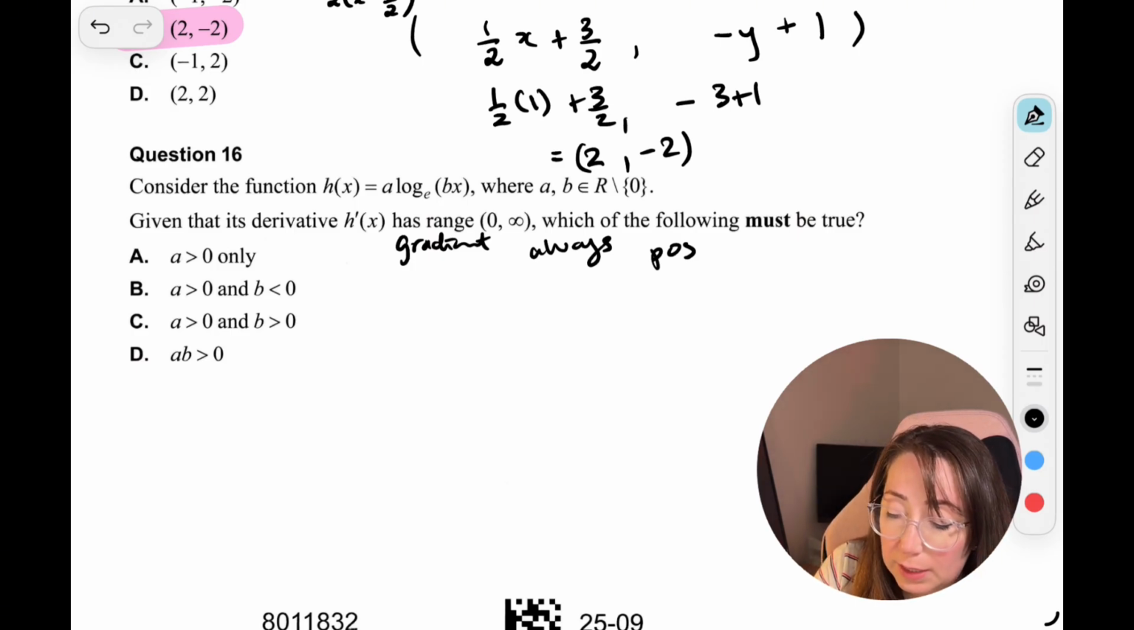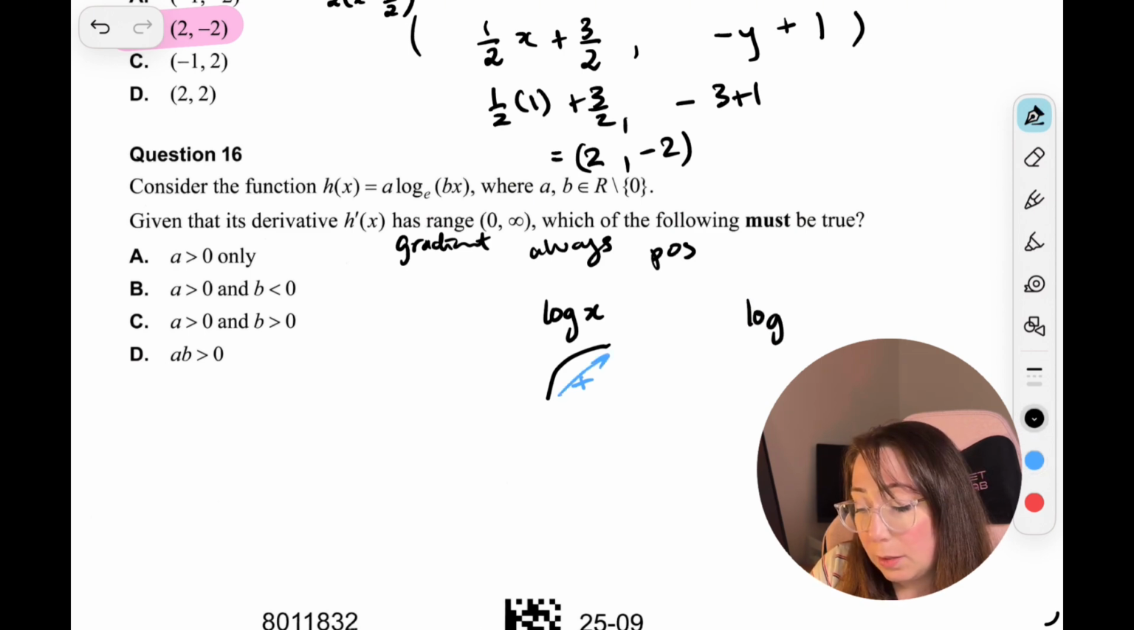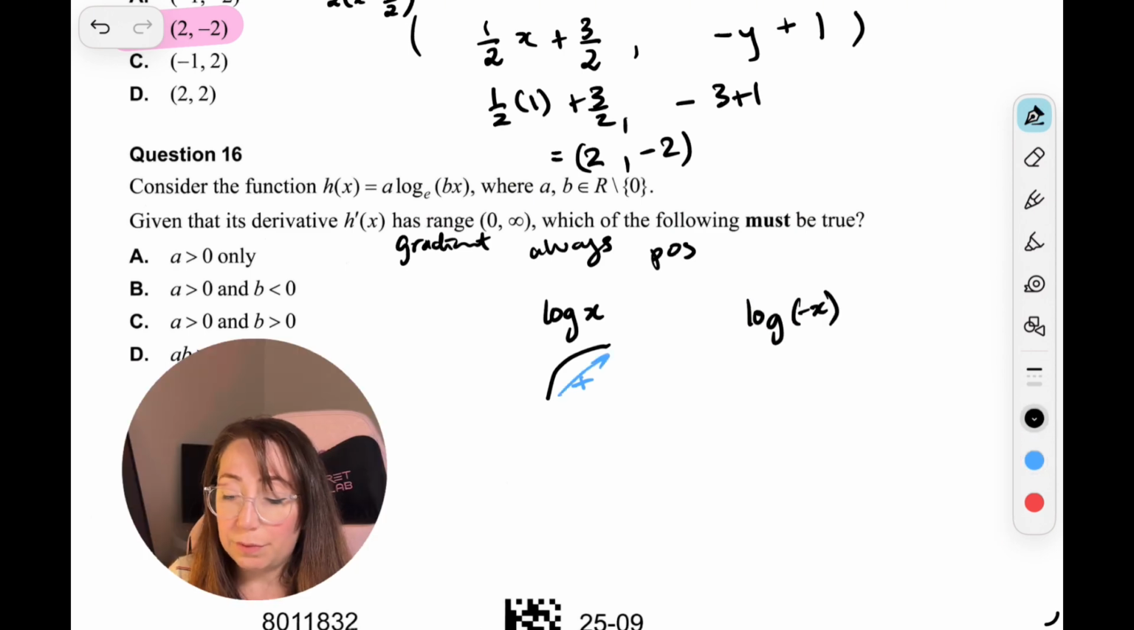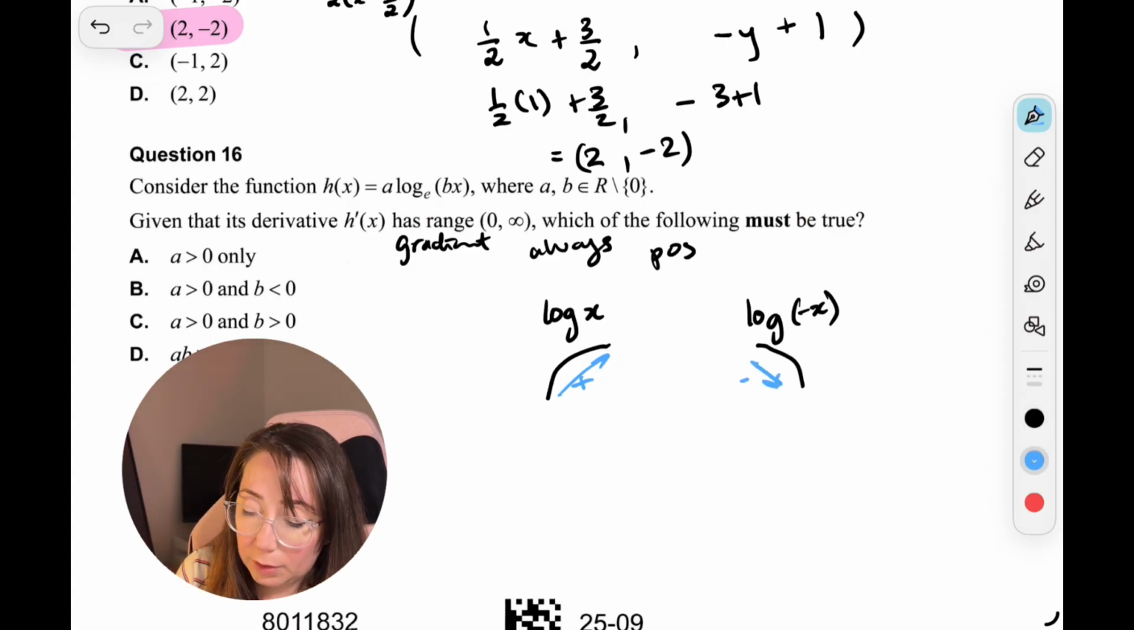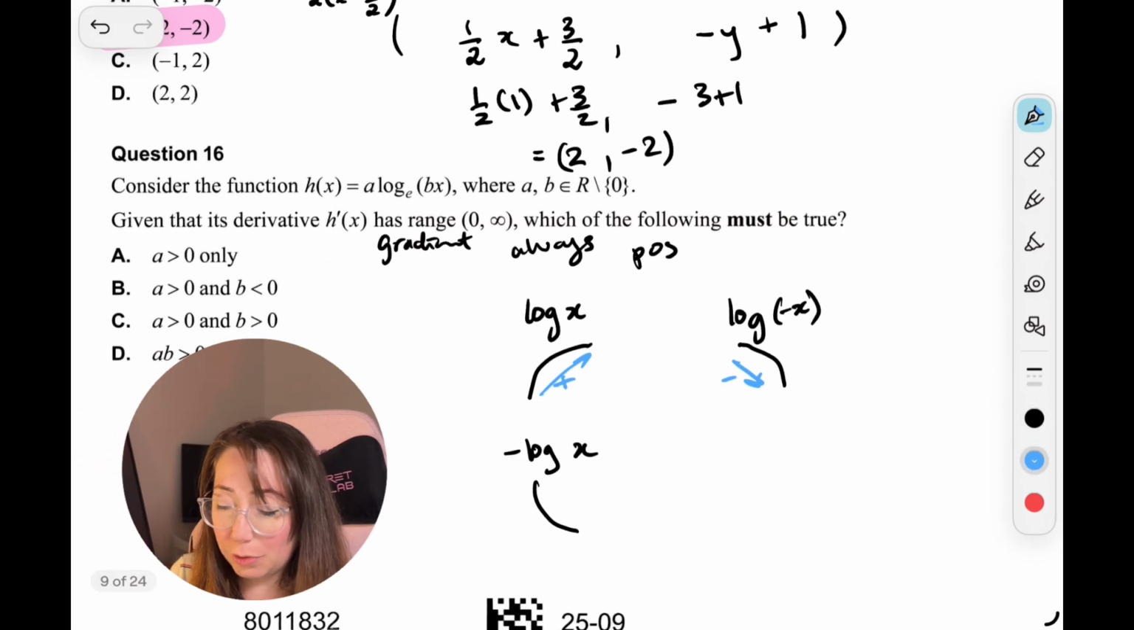So the first possibility is when they're both positive. This is what my log graph looks like. I can see that's got a positive gradient. It's going upwards. What about if the inside is negative? So we've got a reflection in the y-axis. It looks like that. That is a negative gradient. If I've got a negative on the outside, it's going to look like this. So nope, that's not what it's going to look like. Reflection in the x-axis is going to look like this. That's also a negative gradient.